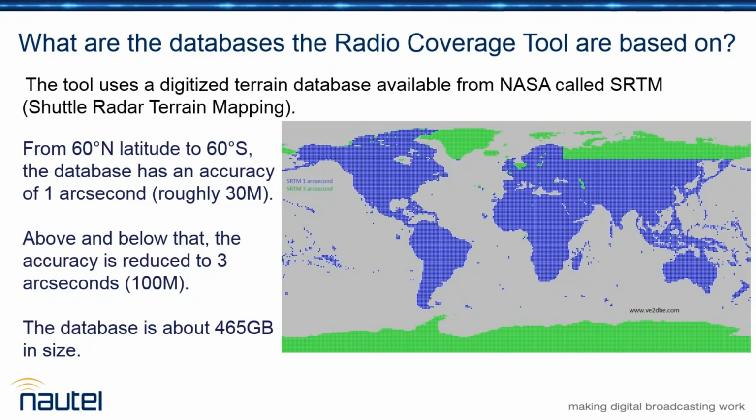Above 60 degrees north and below 60 degrees south, the accuracy is reduced to 3 arc seconds. So those areas that you see on the map on your screen that are green, which is where an awful lot of people don't live, are 3 arc seconds, which is an accuracy or a resolution of about 100 meters. And the database that has all this information is in the neighborhood of 465 gigabytes. So a lot of data.